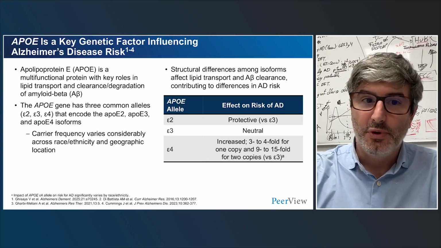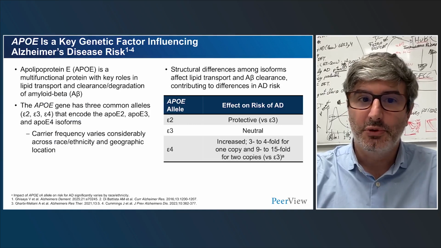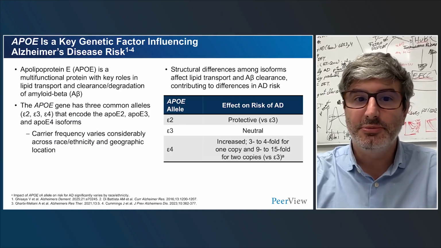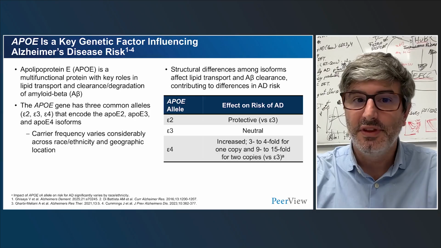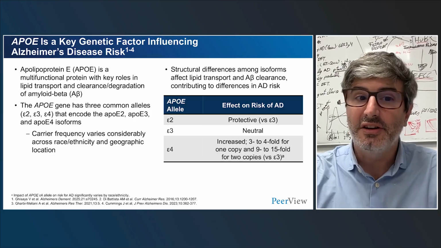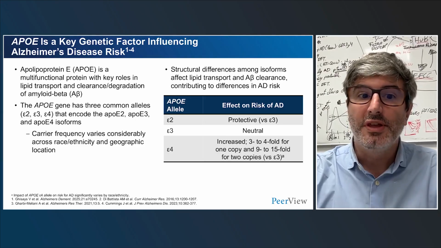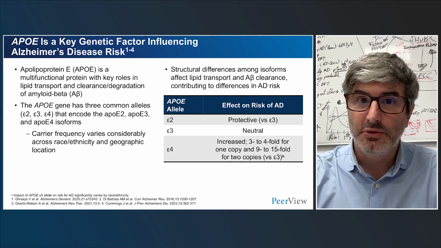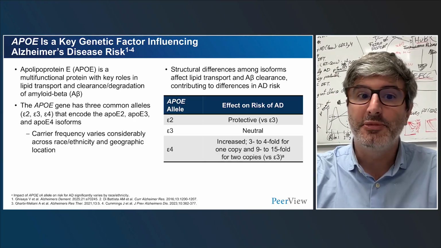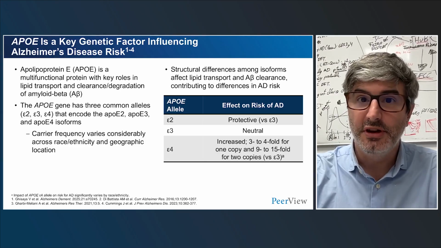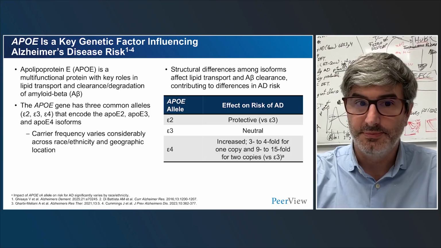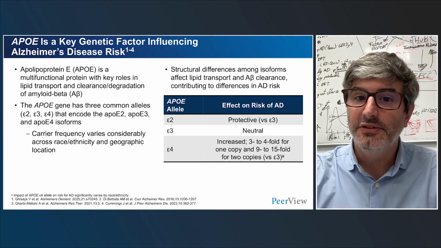Apolipoprotein E, or APOE, is a multifunctional protein with key roles in lipid transport, clearance, degradation, and aggregation of amyloid beta. The APOE gene has three common alleles, epsilon-2, epsilon-3, and epsilon-4, that encode the APOE2, 3, and 4 isoforms. The structural differences contribute to the difference in AD risk.